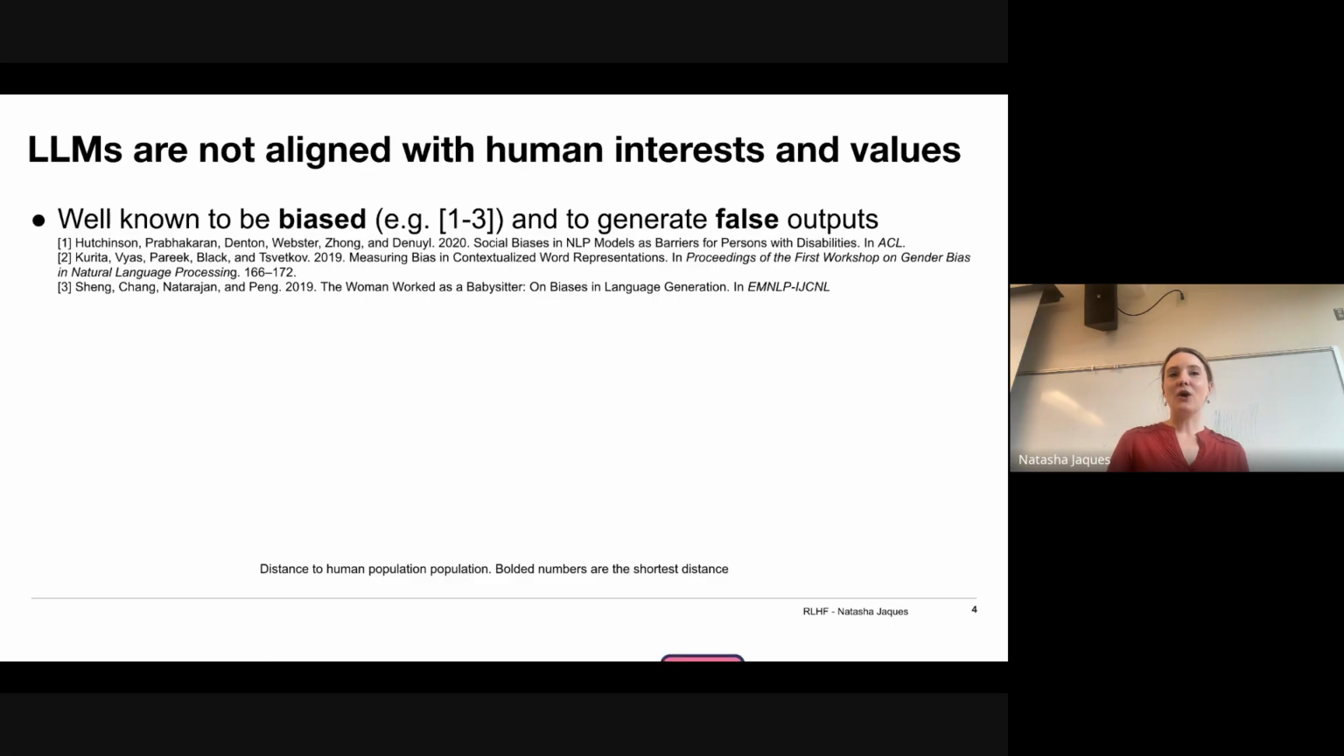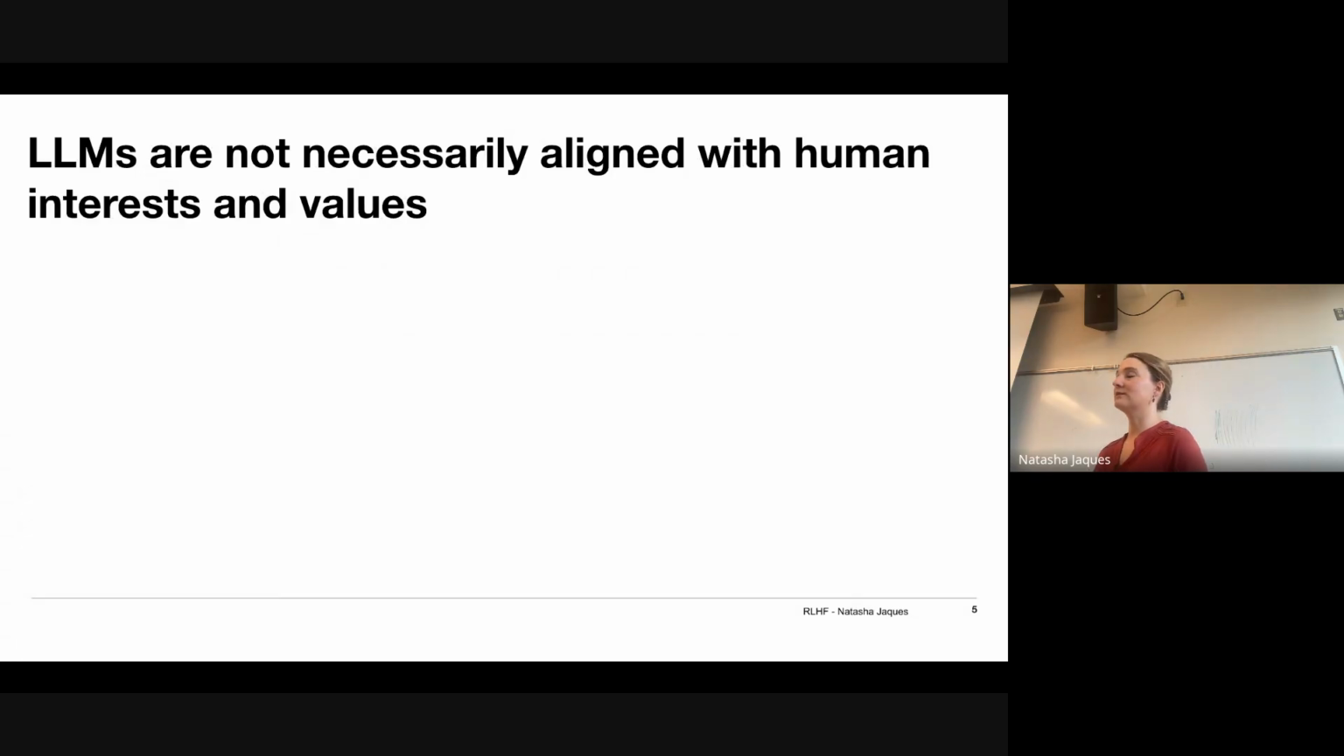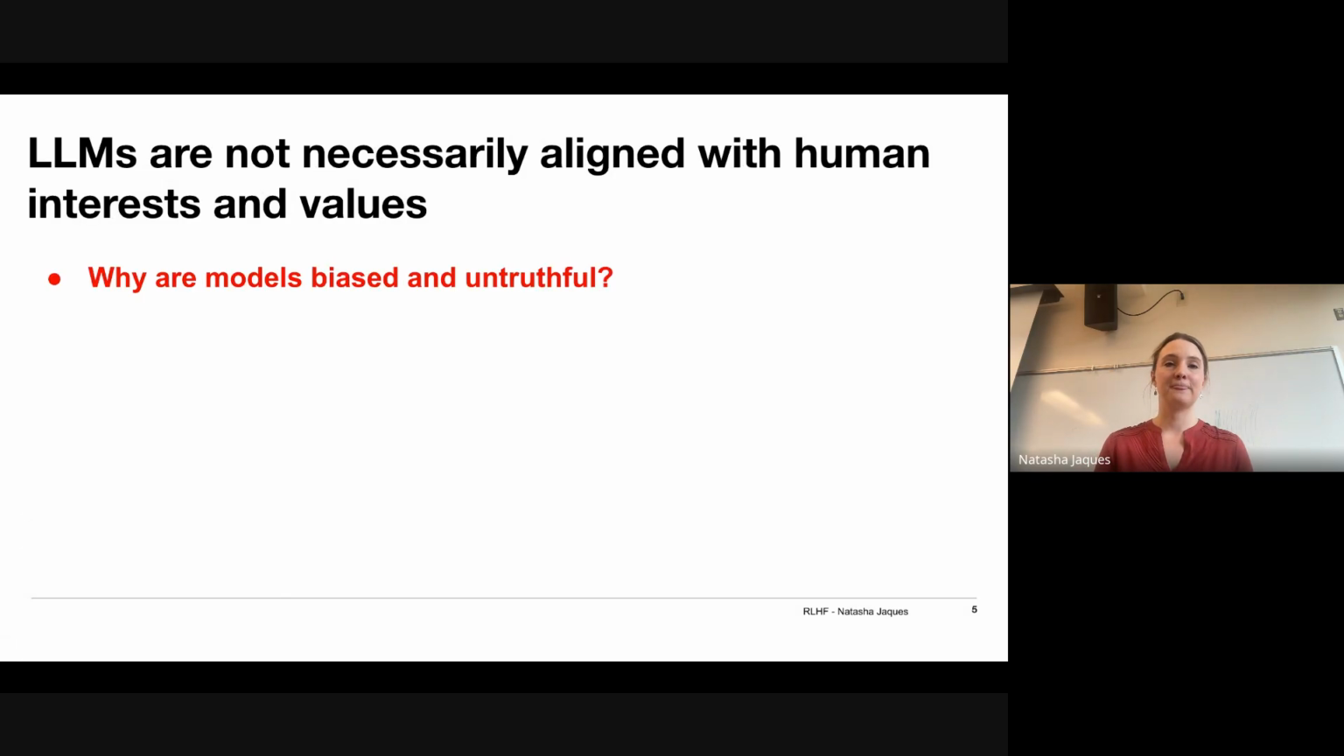Okay. We know these LLMs are biased. We know they can generate false outputs and hallucinate. Currently, RL post-training is kind of the only thing standing between this level of bias and us. There's just a ton of work that language models inherit biases from the data they're trained on. We have some work showing they inherit moral and political bias. So RLHF is really the only way that we can prevent that so far.